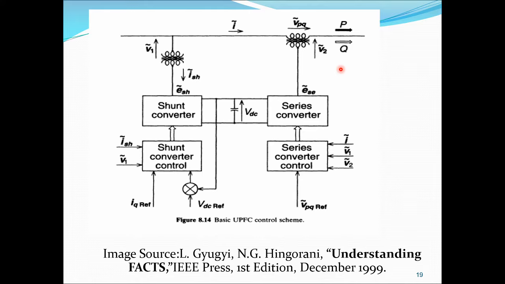The main intention of UPFC is that I would like to control both parameters, P and Q. Again, I would like to inject one voltage now. That voltage is nothing but VPQ reference. On the second side, the SSSC will have some impact on all the parameters: current I, V1, V2. Whereas this one only V.